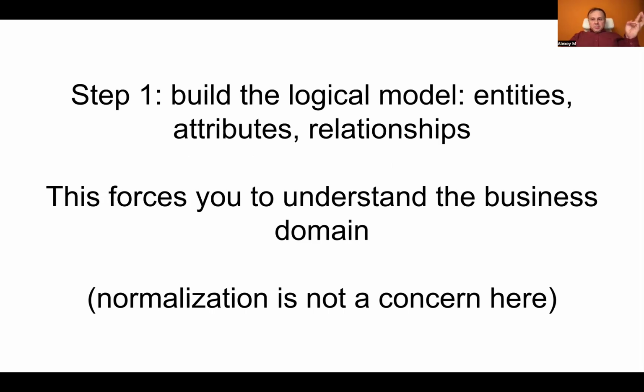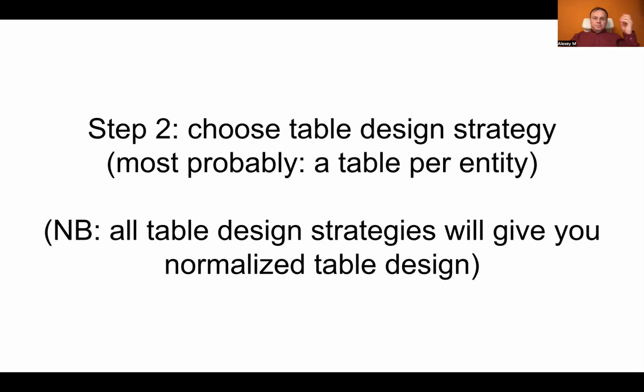You can do that in 3 steps. First, you build the logical model. You define entities, attributes, and relationships. And you're not thinking about tables here. And that's why normalization, or denormalization, is not yet a concern here. This logical model forces you to understand the business domain, and it helps you to resolve a lot of ambiguity about what you're doing, what you're building.